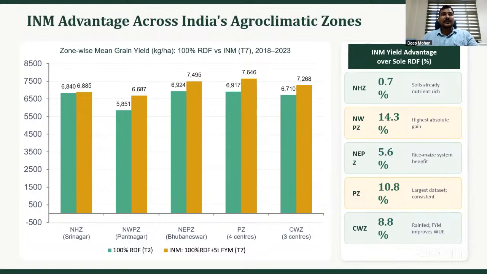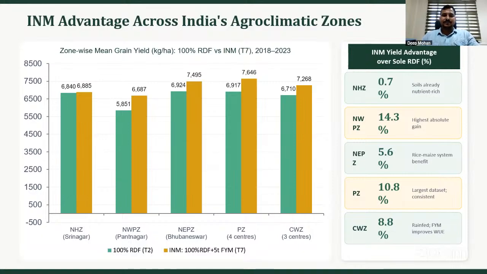And in peninsular zone, again the yield advantage was about 11%. In central west zone, the yield advantage was again 9%. The central west zones are rainfed areas, so it's not only giving nutrients, it's improving the soil health and water holding capacity. So the message of this slide and the previous slides is simple: INM is going to work everywhere, but where organic matter is more depleted, the benefit is going to be more.